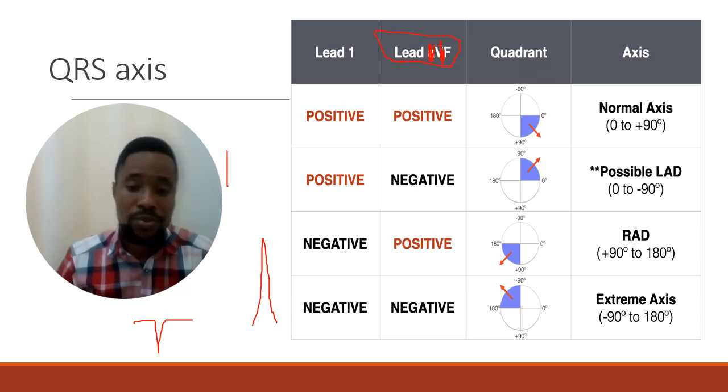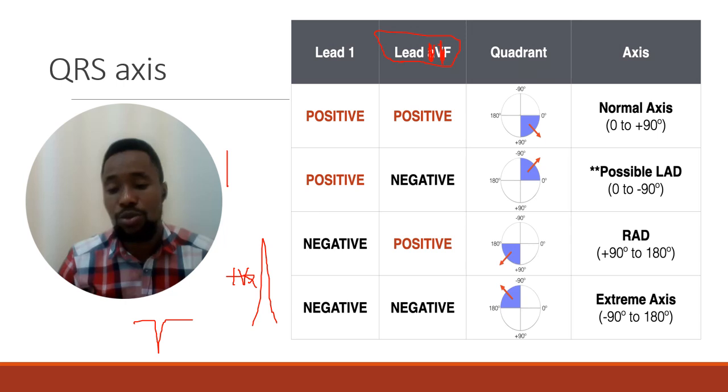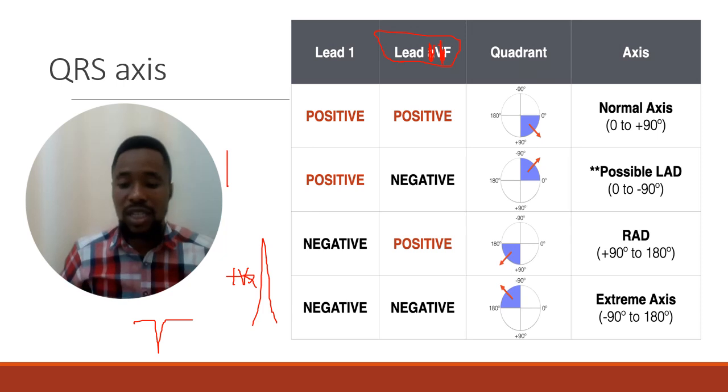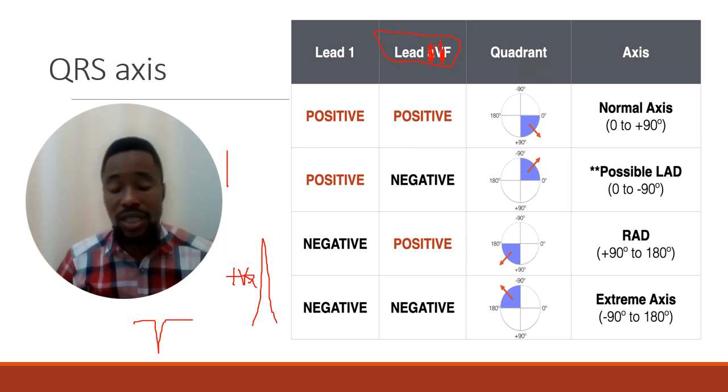Now when the QRS complex is positive in lead 1, upright like this, and positive in lead 2, you say it's a normal QRS axis. When it is positive in lead 1 but negative in lead 2, you say it is possible LAD, left axis deviation. When it is negative in lead 1, like this, and positive in lead 2, you say it's right axis deviation. When it's negative in both, you say it's extreme axis deviation. So these are ways that you can use to classify a QRS complex axis.